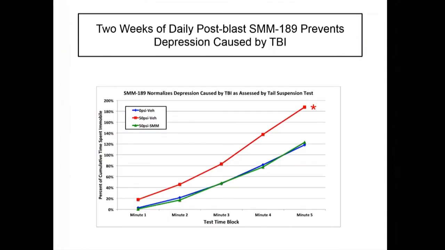We can also measure depression in a mouse. So I won't bother with saying how we do that and just get to the bottom line here. We measure depression over a 5-minute period in our test. The test is called a tail suspension test. The fact that this red line here is higher than the blue line indicates the animals with blast are depressed. And you can see the green, the drug, normalizes the animals in terms of depression.